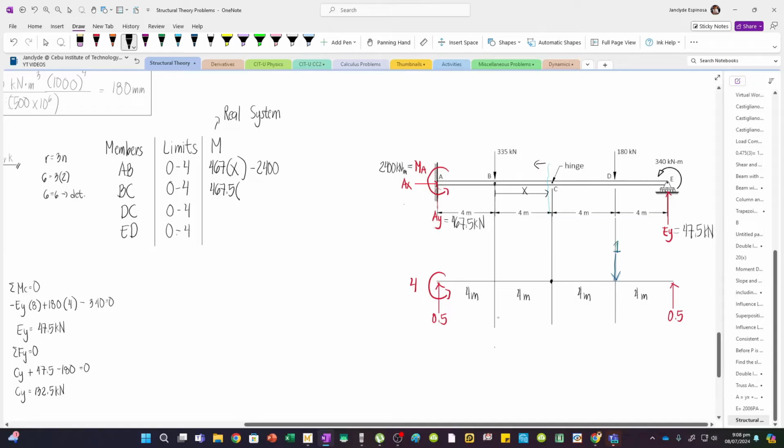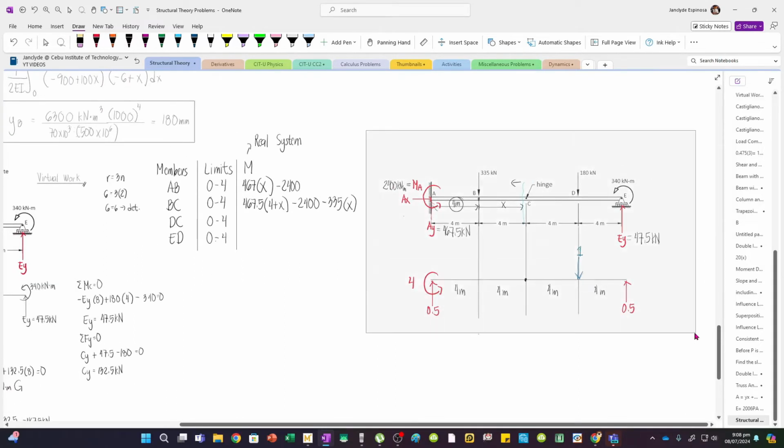Now, what is the moment going to this cut? I hope you would agree that that moment arm will be, this is, diba, 4 meters. Yan. So, 4 meters plus X, yan yung moment arm ng AY. So, 4 plus X. And then, I still have minus 2,400 due to the moment reaction. And then, I also have minus 335, this one, multiplied by X.